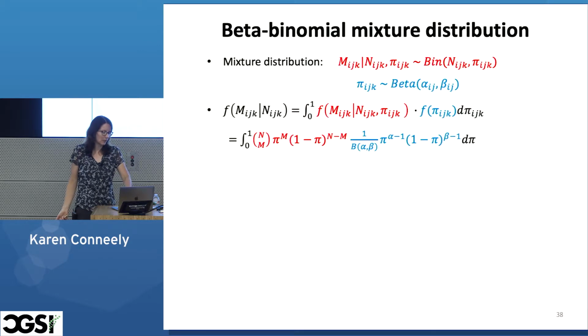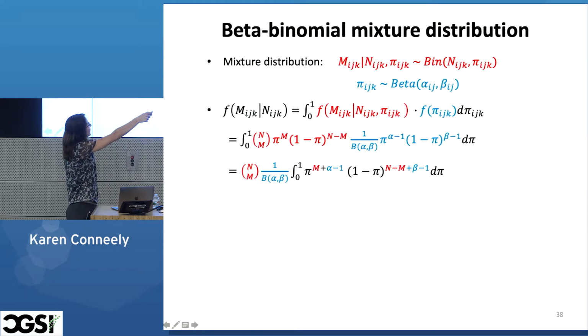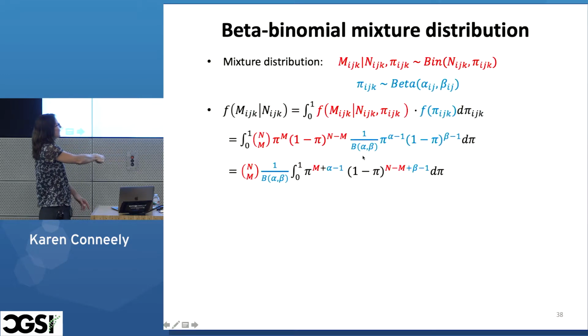To do it, I've plugged the distributions in here. They're still in red and blue. You might see this function that says B and then alpha, beta. So this is a beta function. We're not going to really talk about that except to note that it's a function of the parameters, but not of pi, so it doesn't really matter. We can pull it out of the integral here, just like we pulled out the n and the m, because we're just trying to integrate out pi.